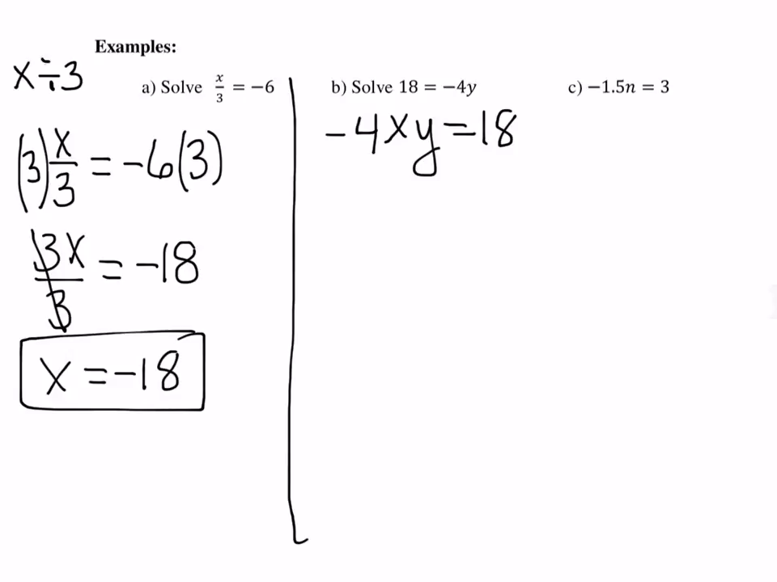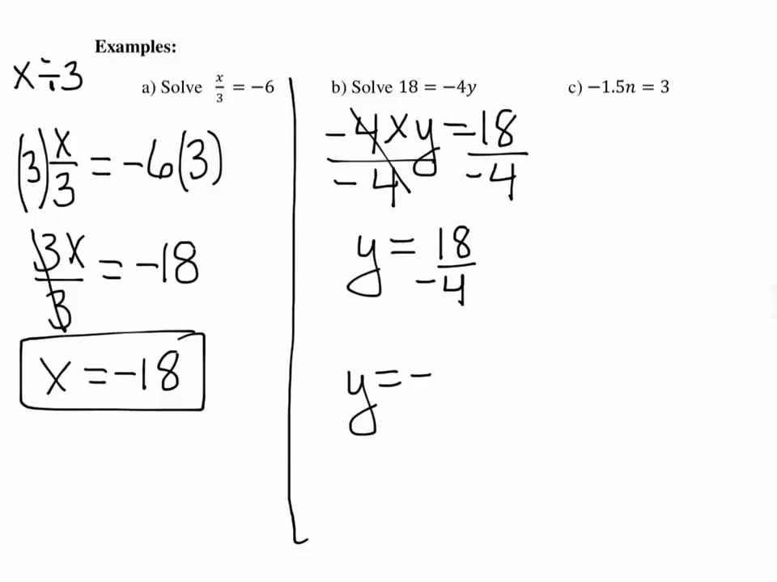Well, it's being multiplied, so the opposite or the inverse of multiplication is division. So take that negative 4 with it to each side, and we get y is equal to 18 over negative 4, which reduces down by 2. So we get negative 9 over 2, or if you wanted the decimal, it doesn't matter to me. Sometimes it's easier to see it that way. Negative 4.5.